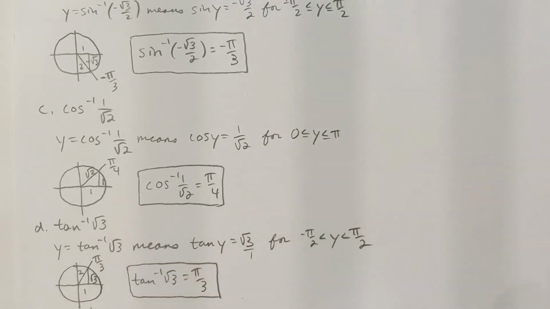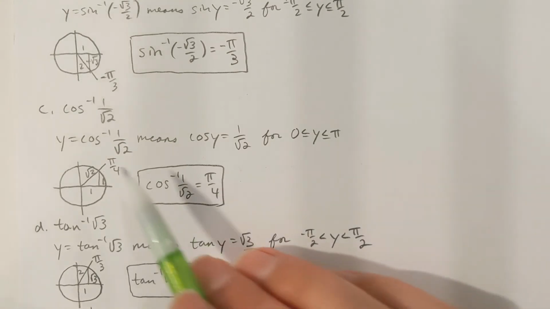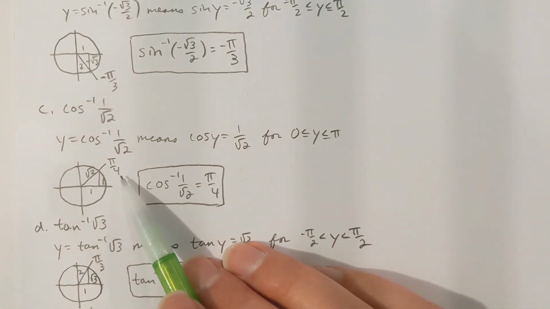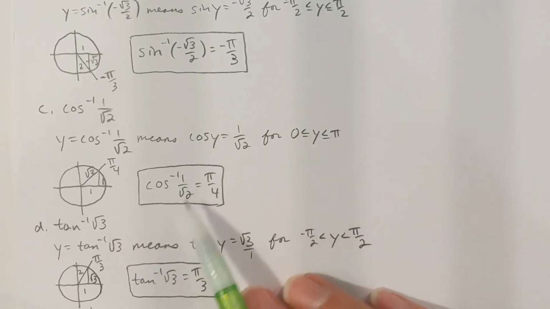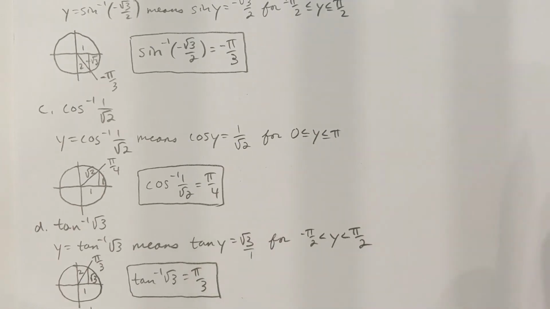And this is, again, one of our common triangles. It would be a 45, 45, 90 right triangle. And a 45-degree angle in radian measure would be pi over 4. Pi over 4 is between 0 and pi, so cosine inverse of 1 over root 2 would be equal to pi over 4.